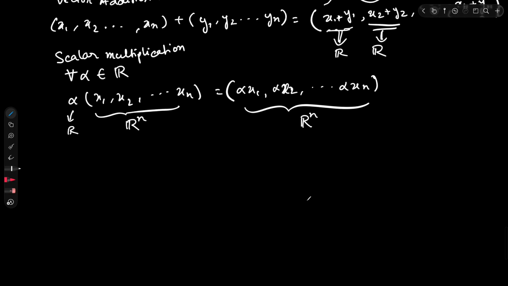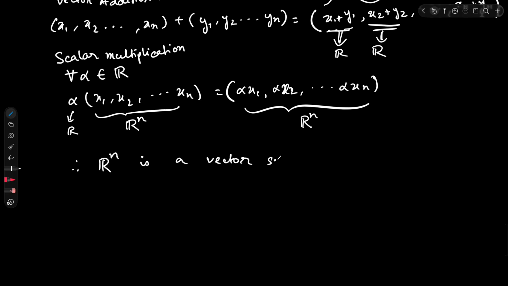Similarly, you can also prove the associativity rules, commutative rules and the additive identity, that is the zero vector. There is always a zero vector which you can add to any vector to get that same vector, and that same vector also belongs to that vector space itself. So like this we can prove every axiom, and therefore Rn is a vector space over the field R.